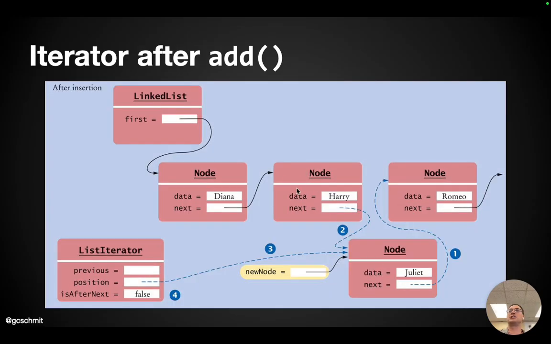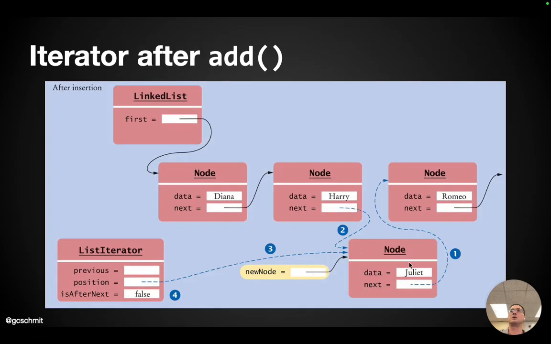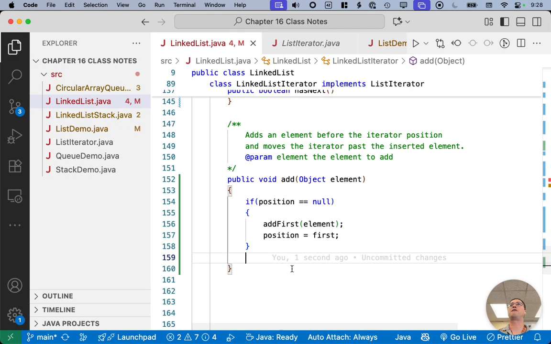Step 2, we change this node, the one whose data is Harry, to refer to our new node. How do we do that? position.next equals new node. Step 3, we need to update our list iterator. So position refers to new node. That's pretty straightforward. position equals new node. And step 4, we need to update isAfterNext to be false, because we've just added a node, meaning we no longer had just called next. So let's do all 4 of those steps.